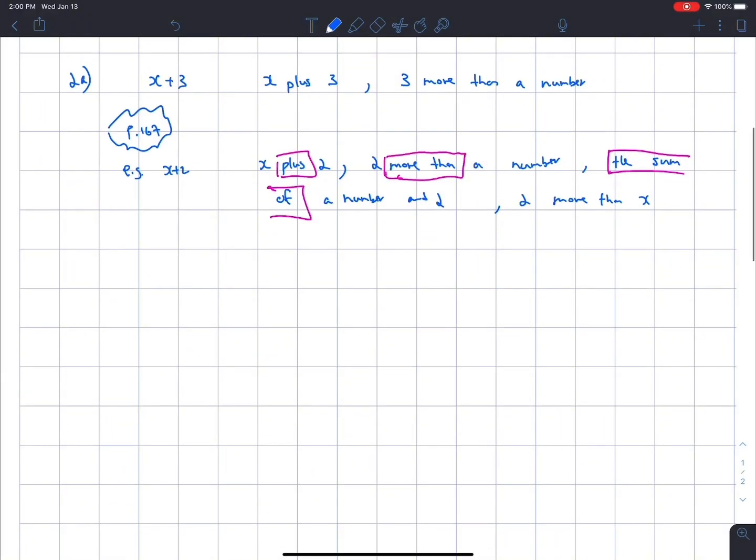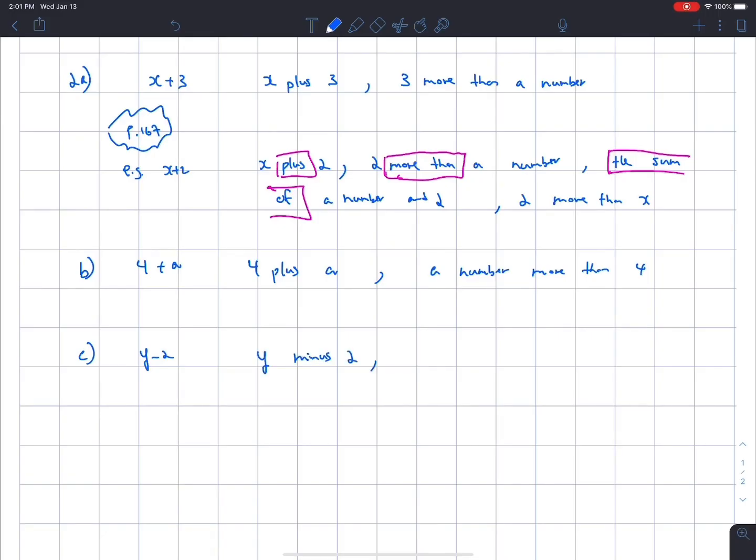To be 4 plus a. I can just say this is 4 plus a, 4 more than a number, or I can even say a number more than 4. C, y minus 2. So I can just say y minus 2. I can also say 2 less than a number.